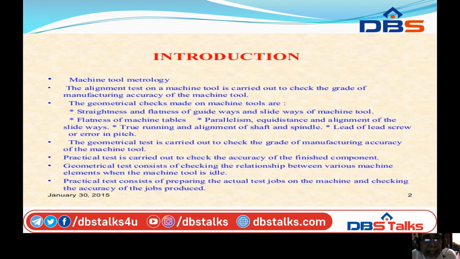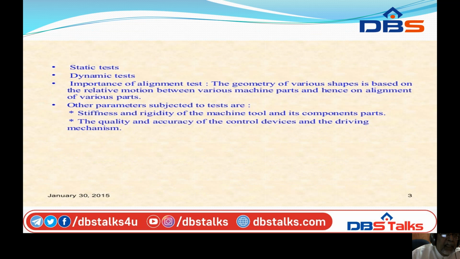The geometrical test is carried out to check the grade of manufacturing accuracy of the machine tool. Practical test is carried out to check the accuracy of the finished components. Geometrical test consists of checking the relationship between various machine elements when the machine tool is idle. Practical tests consist of preparing the actual test jobs on the machine and checking the accuracy of the job produced. Static tests, dynamic tests.